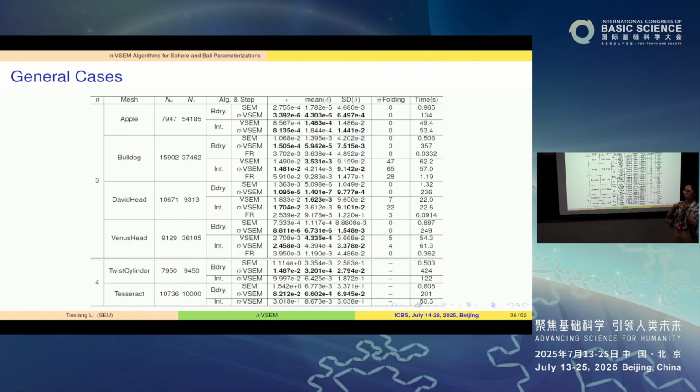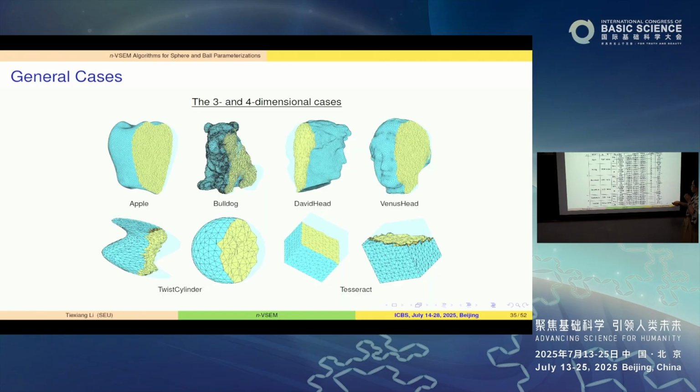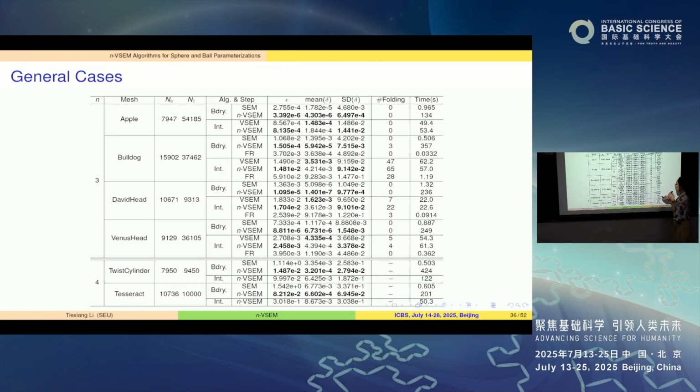If the domain is good enough, there is no folding, and you can stay here. Some are just for the very bad case, maybe with folding. This one has no folding. This one is very non-convex. If the domain is convex, the result will be very good, with no folding. But for this case, it's very bad, so there is more folding here, and we have to use folding removal post-processing several times to remove them.